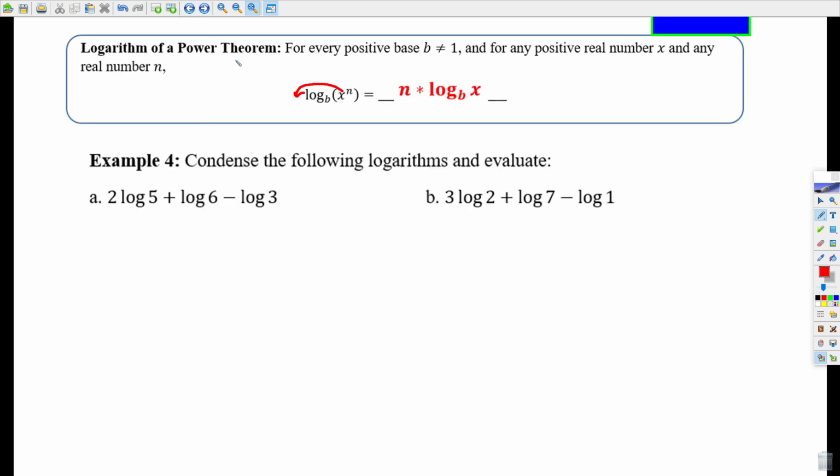So we only have 2 more examples left. I'll probably do some more that are in the huddle, though, as well. All right, so let's condense these.